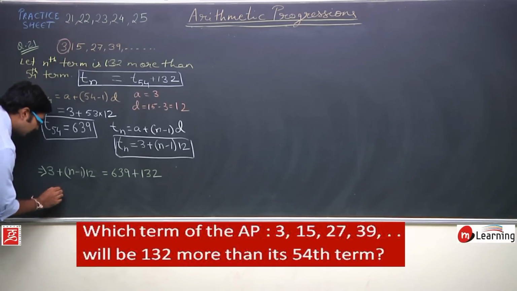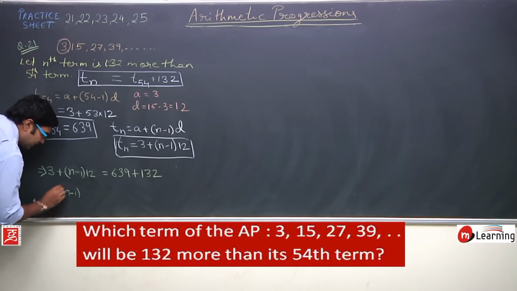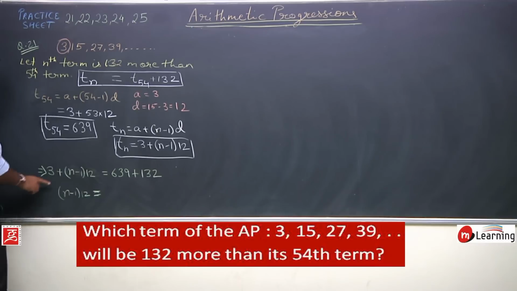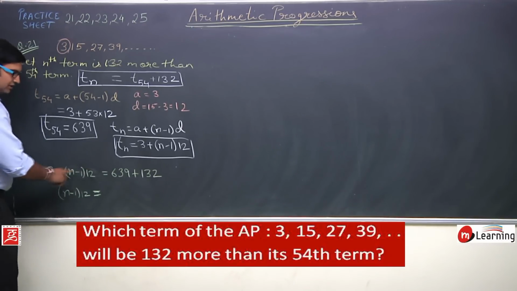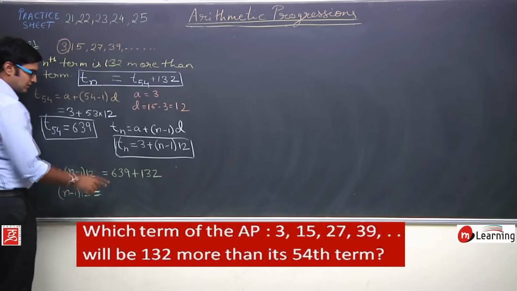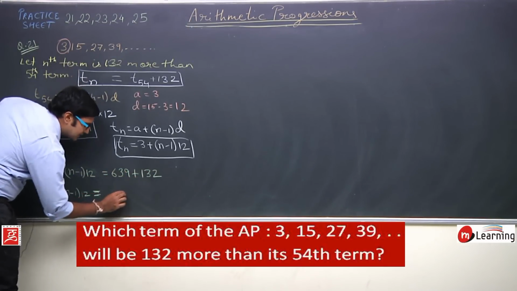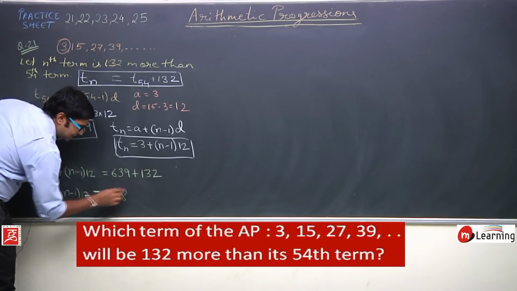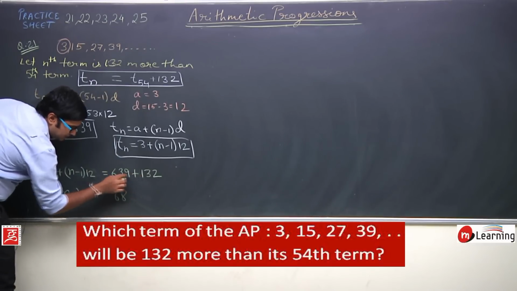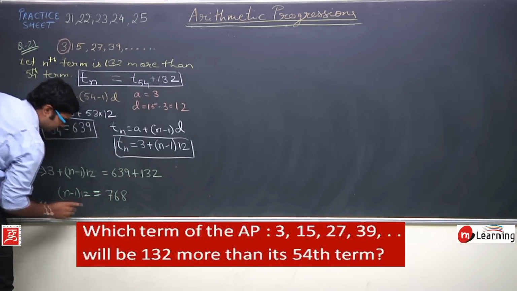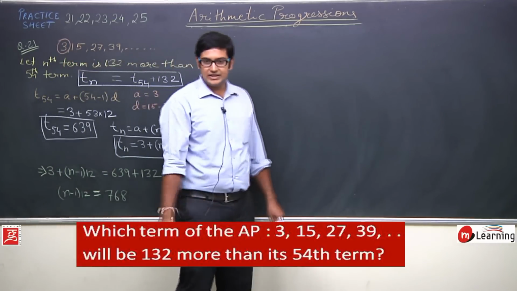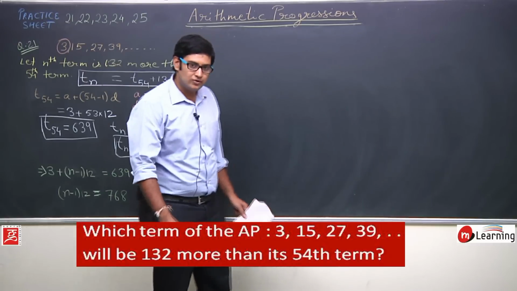It will give you (n minus 1) into 12 is equal to 639 minus 3, which will give you 636. So add 132 to 636. The last digit: 6 plus 2 is 8, then 3 plus 3 is 6, and 6 plus 1 is 7. So this is 768. Okay, so you will get 768 is (n minus 1) into 12.